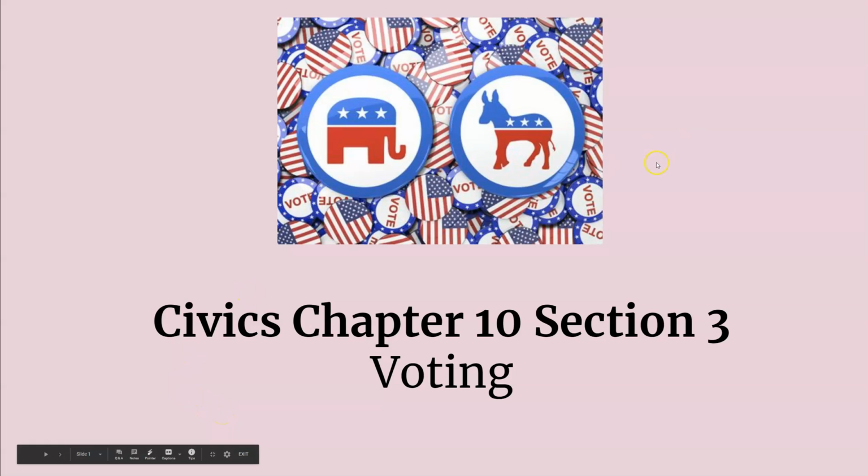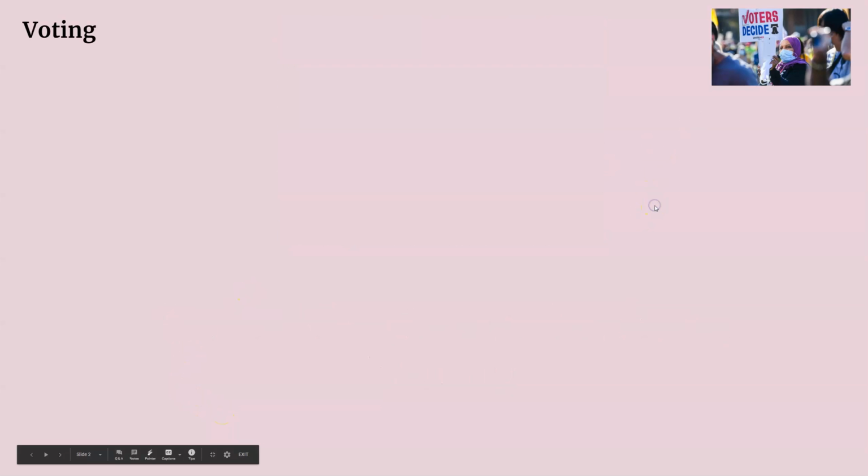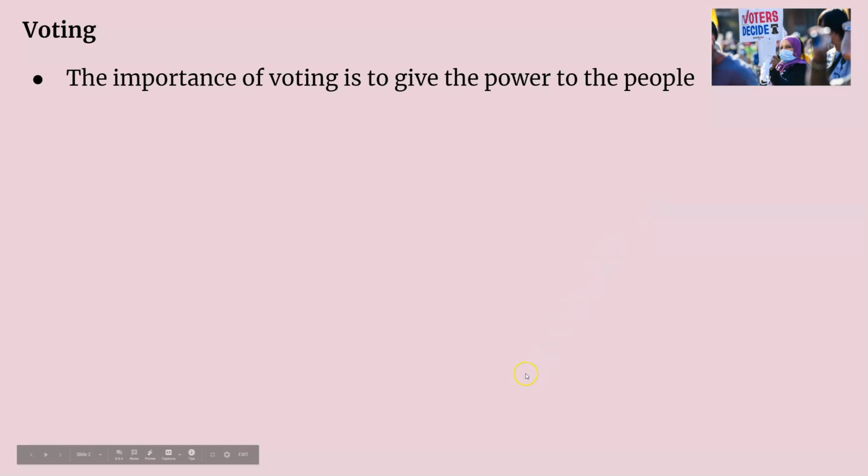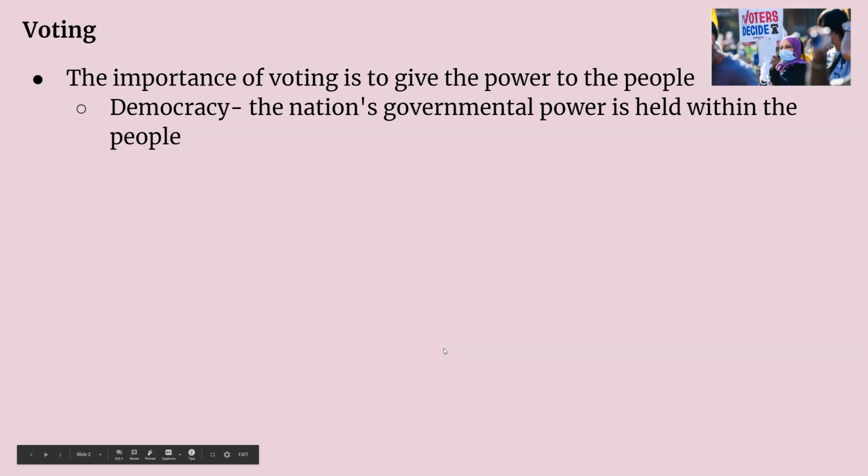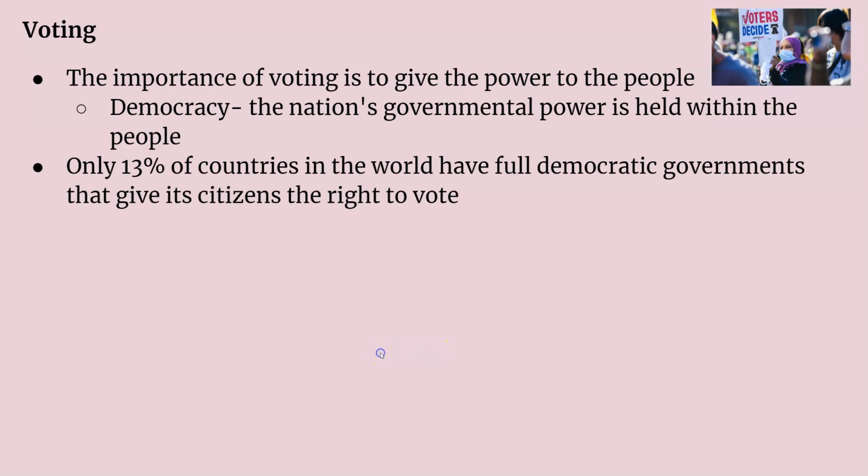It is Civics in Chapter 10, Section 3, Voting. So, the importance of voting is to give power to the people. To define democracy again, democracy is when the nation's governmental power is held within the people. Power to the people. Okay, that's a democracy.